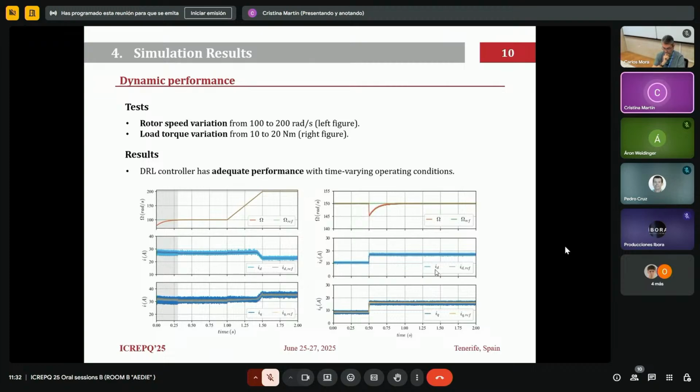Finally, we also tested the transient performance, the dynamic performance, with two tests. A speed variation from 100 to 200 radians per second, with the result in the left plot, and a low torque step from 10 to 20 Newton meter in the right plot. In both cases, we can see that the controller demonstrates an adequate transient performance.